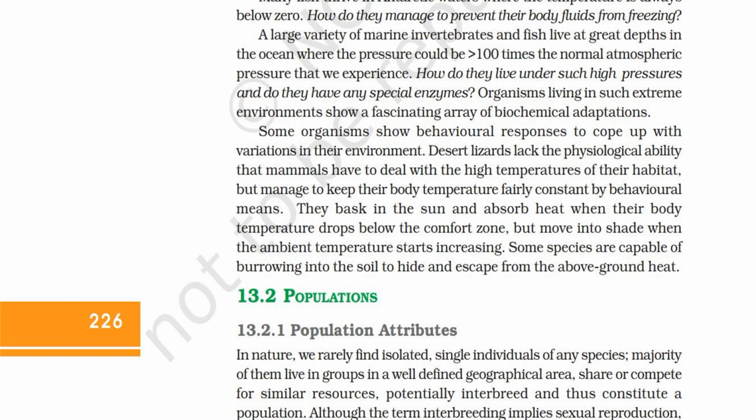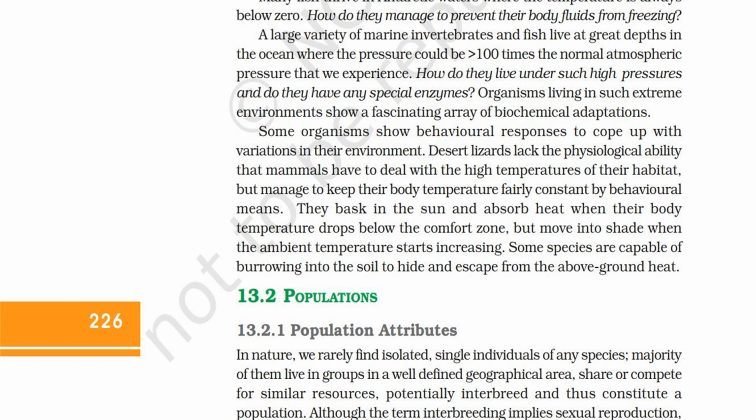A large variety of marine invertebrates and fish live at great depths in the ocean where the pressure could be greater than 100 times the normal atmospheric pressure that we experience. How do they live under such high pressures, and do they have any special enzymes? Organisms living in such extreme environments show a fascinating array of biochemical adaptations.